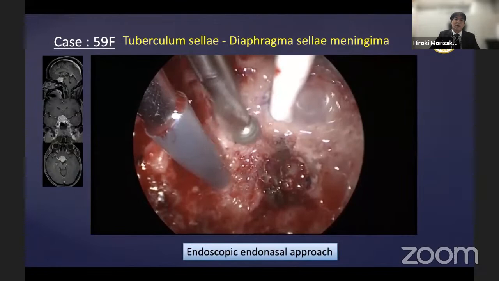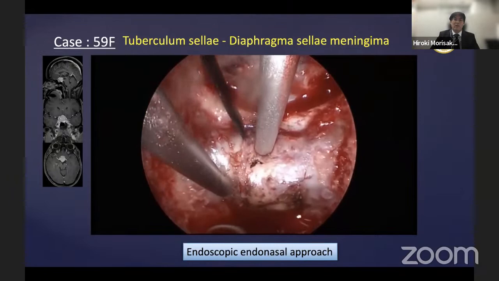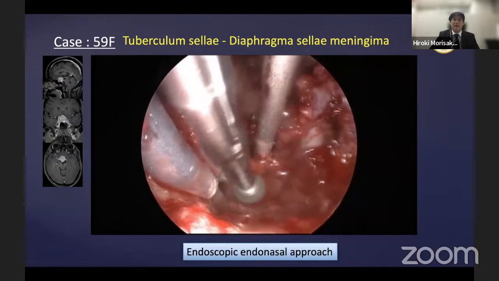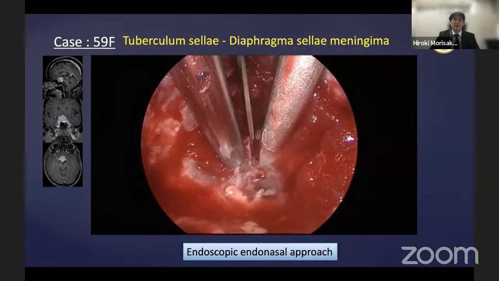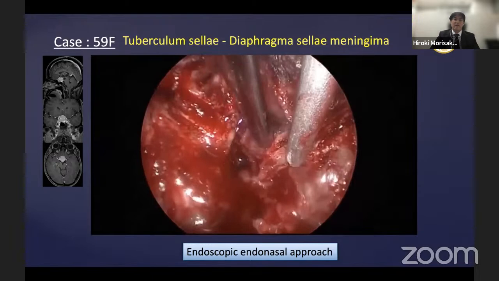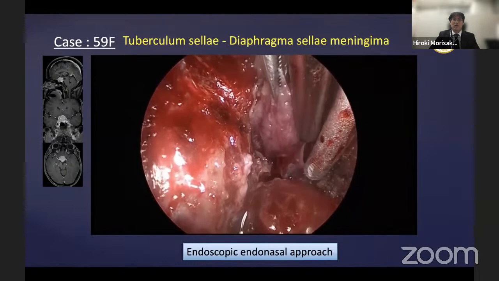At first, we drill out the bony structure around the tuberculum to the sellar floor. After that, we cut the dura mater of the sellar floor slightly to the right side and expose the tumor and the normal pituitary gland. We also added bony dissection around the dorsum sellae and cut the diaphragma sellae, and we perform detachment and devascularization of the tumor, especially at the midline. At first, we remove the center part of the tumor like this.